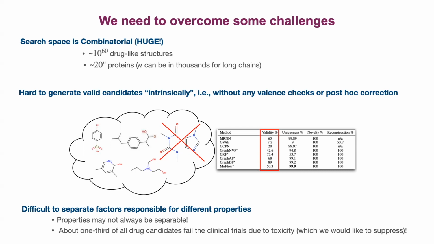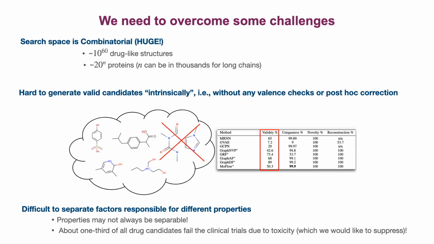And then, besides that, it's hard to generate valid candidates intrinsically. What do I mean by that? For most of the methods, or pretty much all the methods that we know of, they need to resort to some kind of valency checks or post hoc correction in order to generate valid molecules. For example, carbon has valency 4, so it can attach to four other atoms in its vicinity, and otherwise you would generate molecules that are not valid. This is a major problem that many of the existing methods suffer from.